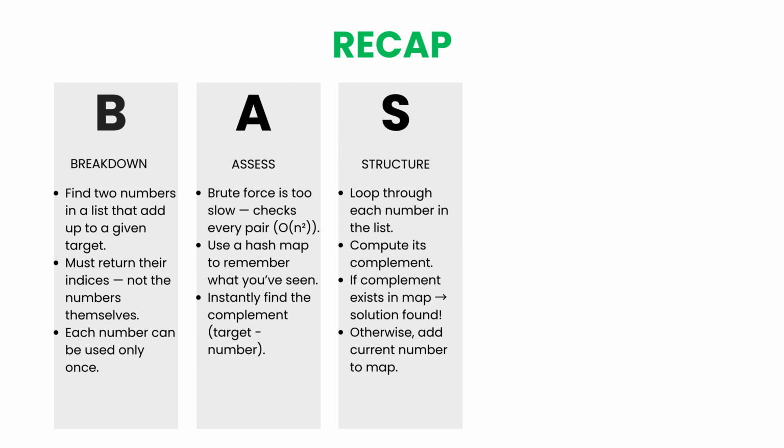Structure recap. Our logical plan was simple. Loop through the numbers, calculate each number's complement, and see if that complement has already appeared. If it has, we found our pair. If not, we store the current number and keep going. A clean, step-by-step flow built on efficient lookups.